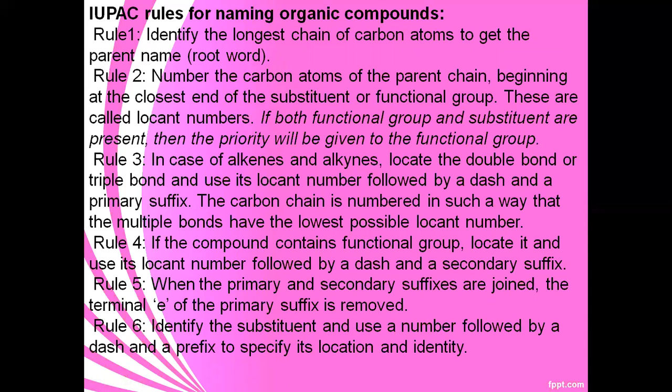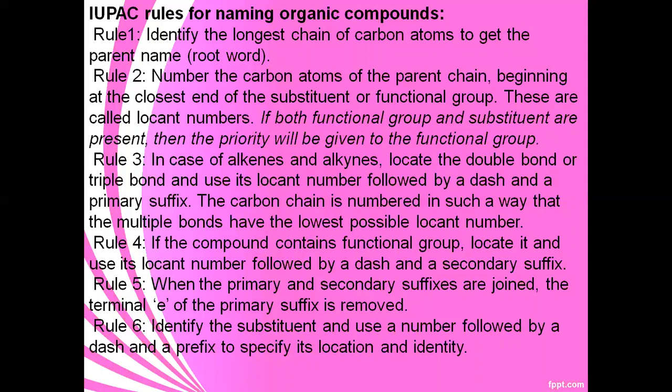Rule number 1: identify the longest chain of carbon atoms to get the parent name, that is the root word. So how many carbon atoms are present in the compound. The second one is to number the carbon atoms of the parent chain beginning at the closest end of the substituent or functional groups. These are called locant numbers. Okay. So if both the functional group and the substituent are present, then the priority will be given to the functional group. One compound may have both functional group and substituent, but we have to give priority to the functional group, not the substituent.